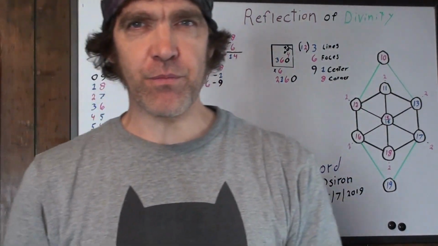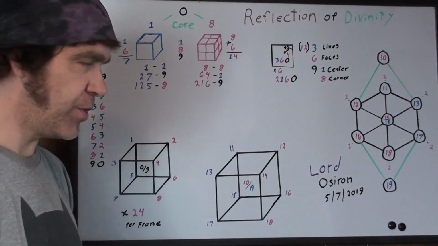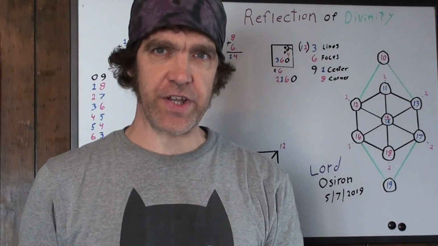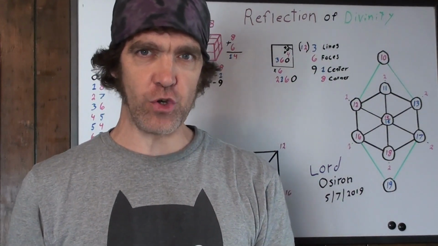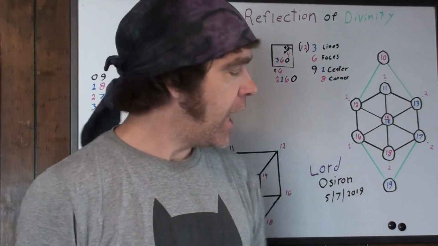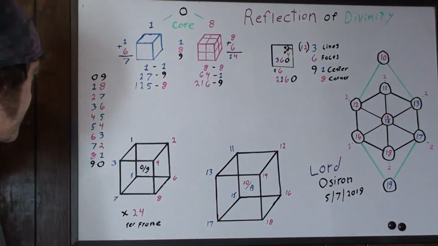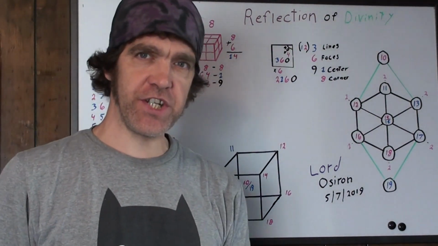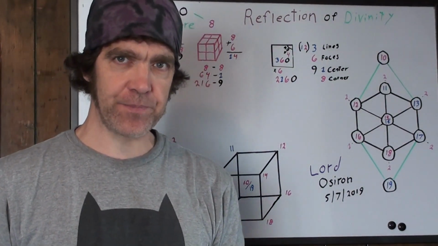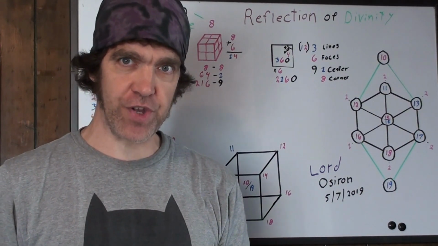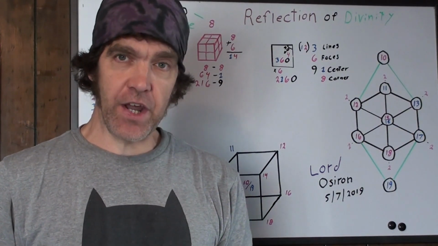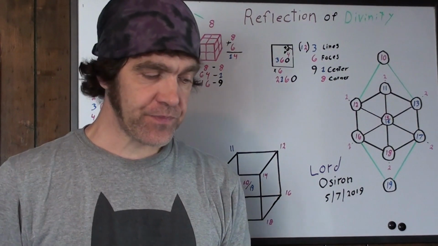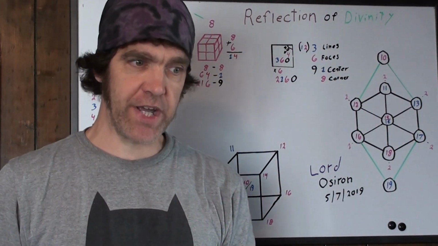Okay, I have something pretty interesting to show you today in regards to the single digit code and cube geometry. The single digit code, as we know, is the single digits of 0 through 9. Those 0 through 9 are 10 numbers. 0 counts as a number. And the root of it is 0 through 9.